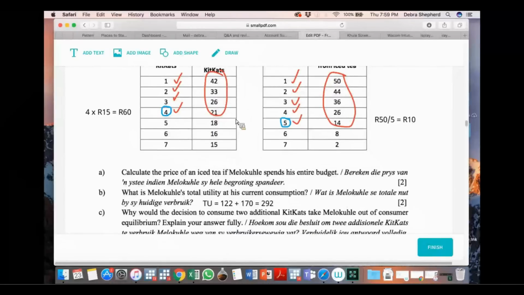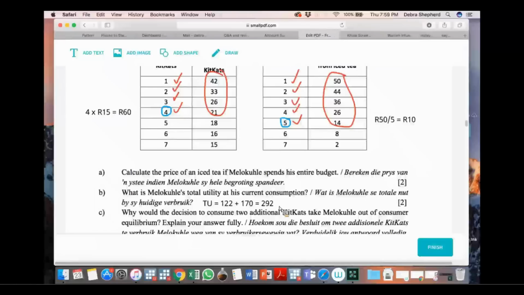Okay, so the trick to this is knowing that he had to have consumed each of these Kit Kats and each of these iced teas, giving him all of these marginal utilities. So the total utility is 292. So this is a little bit different from other questions where we give you total utility and then you have to work out marginal utility as the change in that total utility.